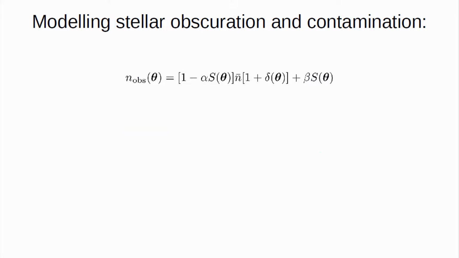Okay, so to model this, I'll use this simple model. This is the number of observed sources in the sky. I can add S here, which is a stellar density template, and I can just rescale it by a certain parameter here, and I can rescale also the obscuration by another parameter, and this is the true galaxy density, okay?